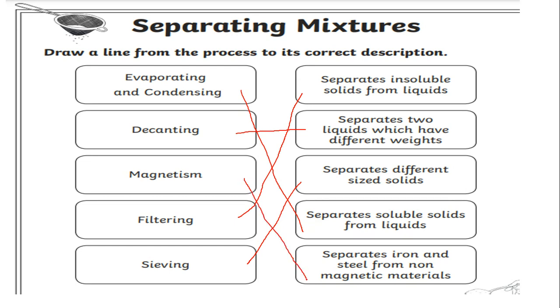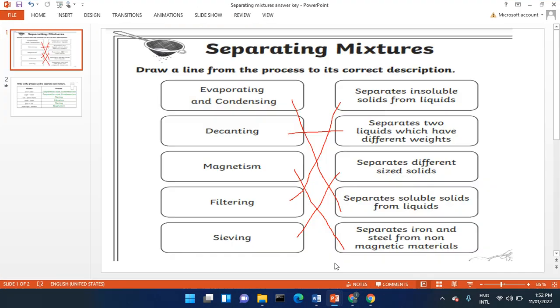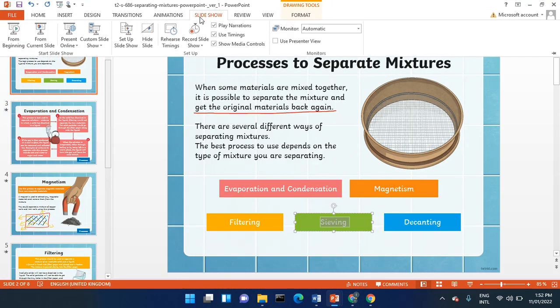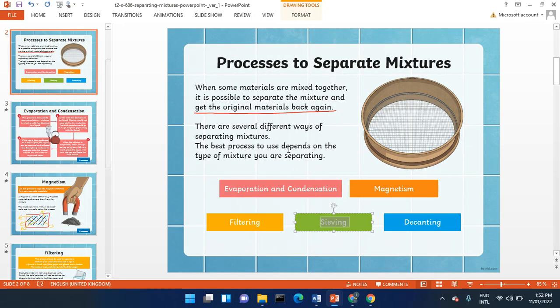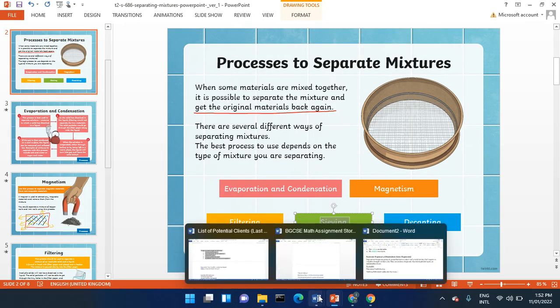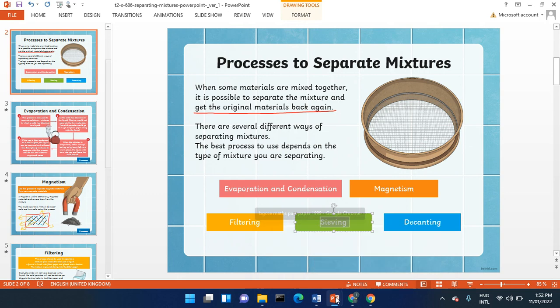So hopefully you got everything correct for this one. Remember the different processes that we talked about last time. If you remember clearly, we looked at five different processes: evaporation and condensation, magnetism, filtering, sieving, and decanting, and we discussed them and described them. And so when we go to this next exercise, we're going to be using understanding from this and from the previous lesson to answer them. Okay, so let's go to our exercise again.